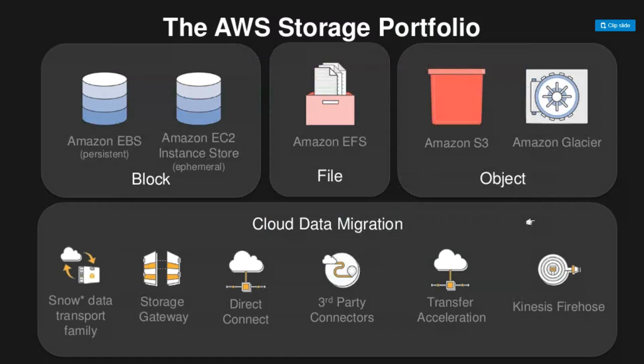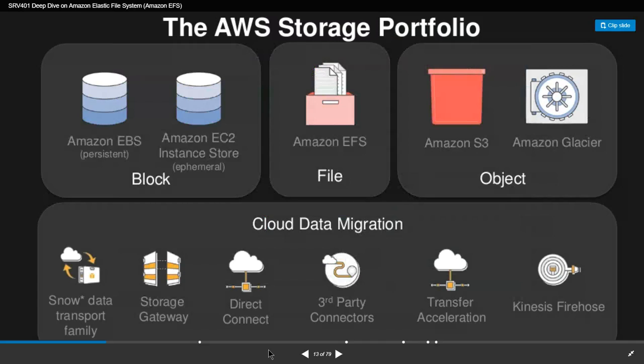Right now we understood there are three storage families that we have, and there are different purposes for the storages. Now, how do you bring this data? The first option that you see here as part of cloud data migration is Snowball.